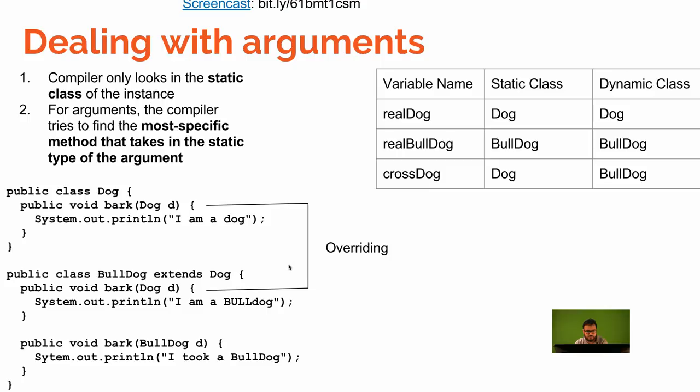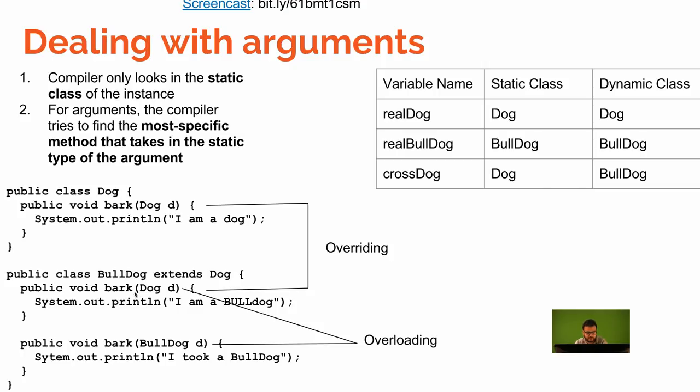Just as a review, these two methods are said to be overridden, because the method signatures are exactly the same: public void bark Dog. The name of the parameter is not important, so this could be d1, this could be d2, that would still be overriding. So once you have two methods that look exactly the same and are in different classes, where one class is the subclass and the other is the superclass, this is called overriding.